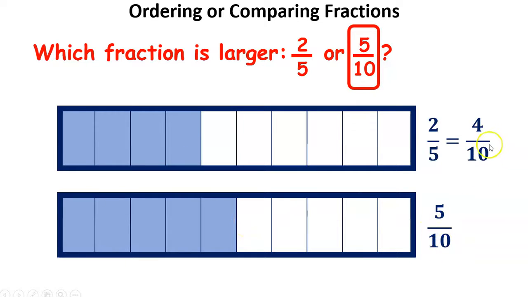So once we have common denominators, it's easy to compare. We don't need to draw graphs, and we won't be drawing these nice pictures to help us. We just look at our fractions and compare them. Same denominator. If my numerator is larger, it's a larger fraction when the denominators are the same. So 2/5 is less than 5/10.